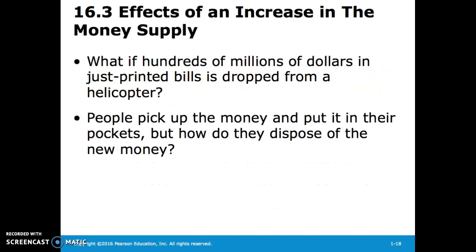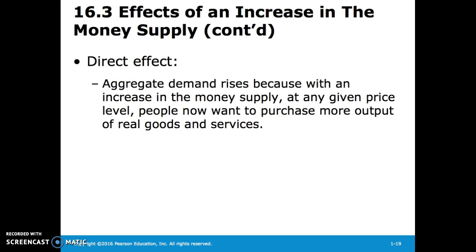Now let's consider an increase in the money supply. What would happen if hundreds of millions of dollars in just printed bills was dropped from a helicopter? Well, obviously people would pick up the money and put it in their pockets. But how do they dispose of the new money? The direct effect of this would be that aggregate demand rises because with an increase in the money supply at any given price level, people now want to purchase more output of real goods and services.